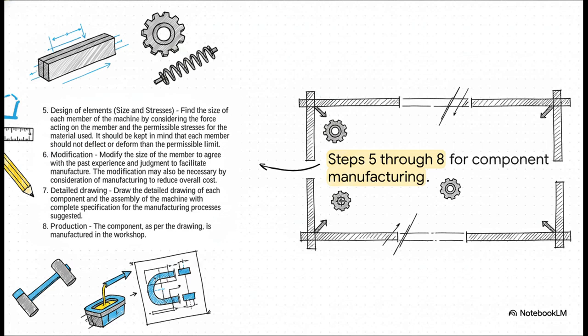Then, step 6 is modification. You look back at your initial sizes and modify them based on past experience and manufacturing realities. Often, you're adjusting things here just to reduce the overall cost of production.